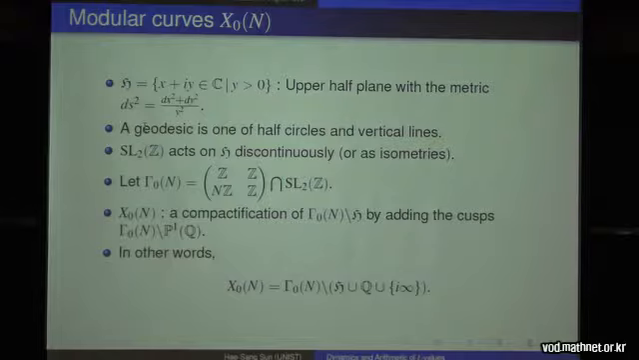Then X_0(N), the modular curve, is a compactification of this quotient space by adding the cusps. In other words, the modular curve is what you get when you add these cusps to the upper half plane, then quotient by Gamma_0(N). Of course, Gamma_0(N) has an action on the cusps again. It's not easy, but you can see that this is an algebraic curve.